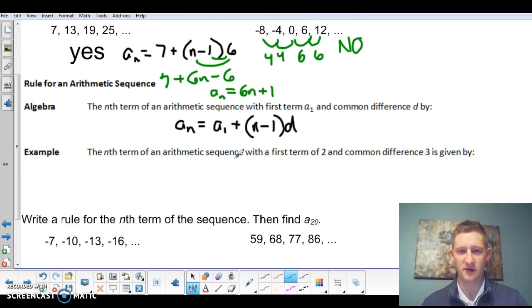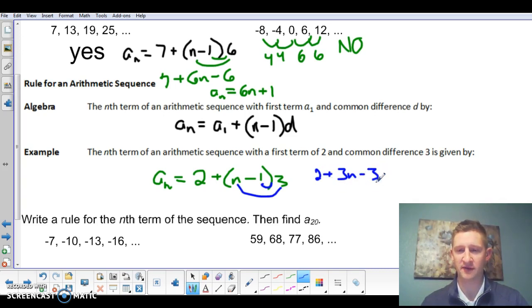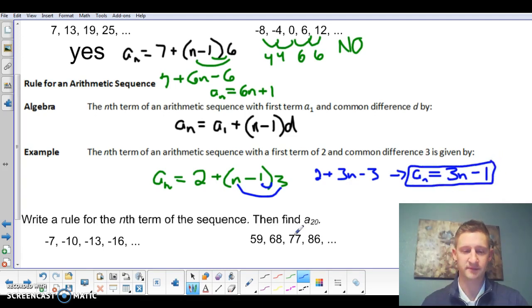Another example we have here, if I have the first term of 2 and a common difference of 3. Okay, same thing. To find a sub n, I take the first term, which is 2, plus n minus 1 times the common difference, in this case, which is 3. Clean it up, distribute, and I get 3n minus 3. So we have 2 plus 3n minus 3. The 2 and the -3 go together, and that becomes -1. So in the end, we've got a sub n. To find the nth term, I take 3 times n minus 1. Here's my arithmetic sequence rule.